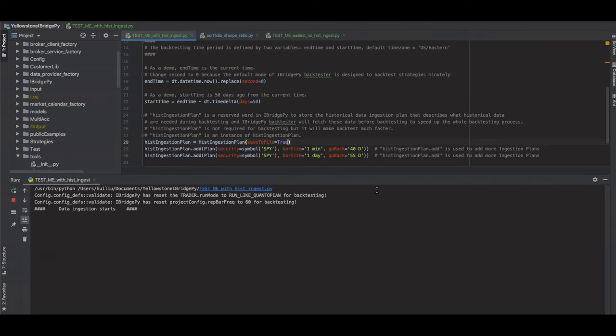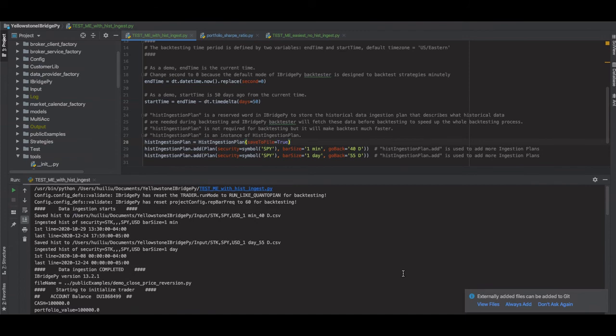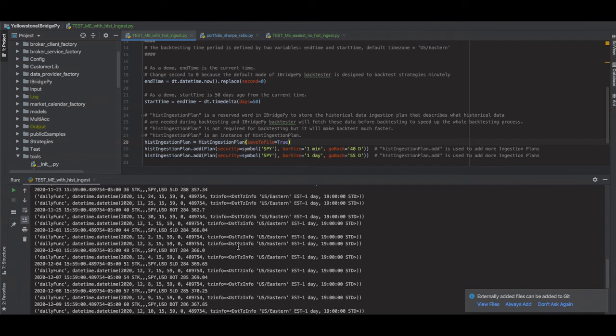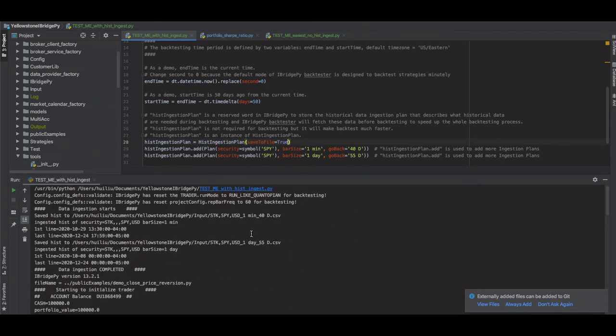It will take a while because you will see 50 days, minute bar go back to 40 days. It's really a lot of data. Take a look at the simulation, and the results are exactly the same as we expected. However, in the data injection section, we see two new lines, saved hist to this file. So let's take a look.